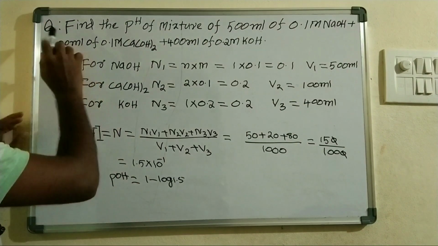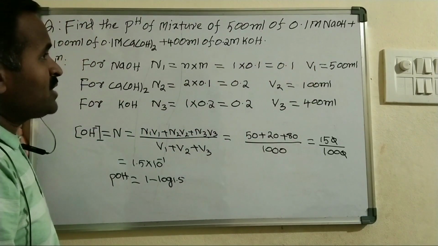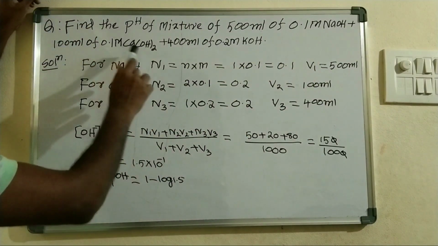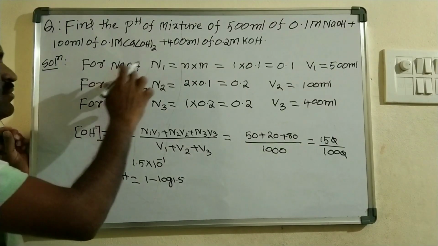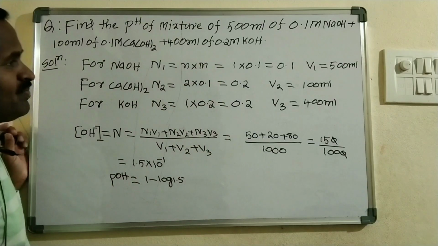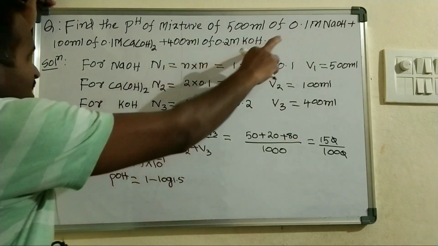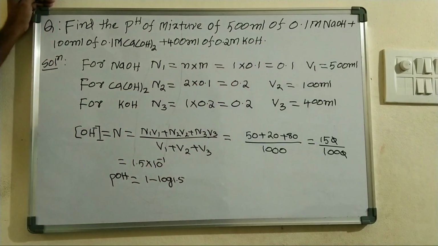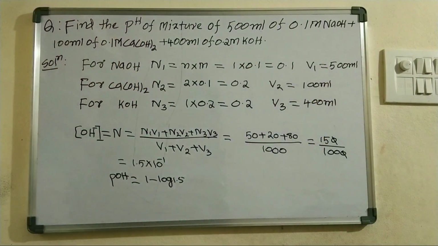Next problem: find the pH of a mixture of 500 ml of 0.1 M NaOH plus 100 ml of 0.1 M calcium hydroxide plus 400 ml of 0.2 M KOH. Write separately for NaOH: its normality is equal to n times M, that is 1 into 0.1. Clearly, 1 is the n factor for sodium hydroxide, since only one replaceable hydroxyl ion is there. So 1 into 0.1, 0.1, and the volume is given as 500 ml.